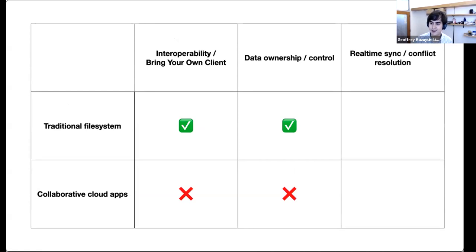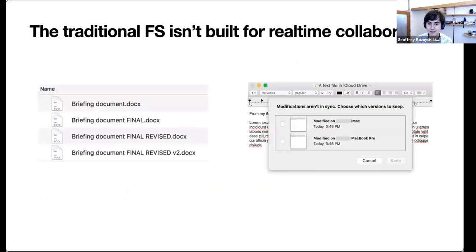So far the file system's winning, but of course we all know we're all using, at least I'm using, mostly cloud apps all day. And why? It's because of this third column, real-time collaboration, right? Traditional file systems just were not up for the task of the modern multiplayer workflows we want. We all have terrible nightmares about final revised v2.docx, right?